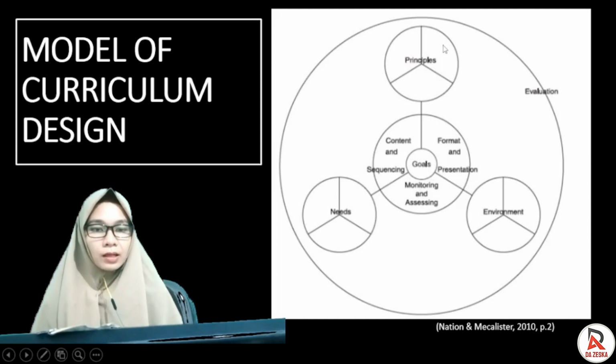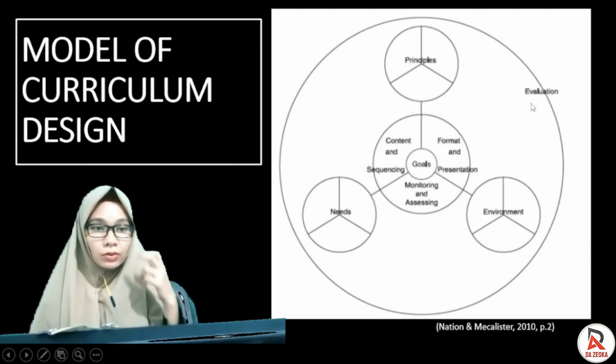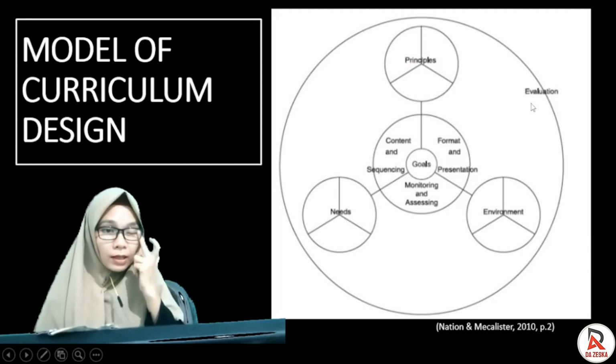And beside these 3 outer circles and one subdivided inner circle, we also have a wider circle, and there is a word over here that you can read. This is evaluation.